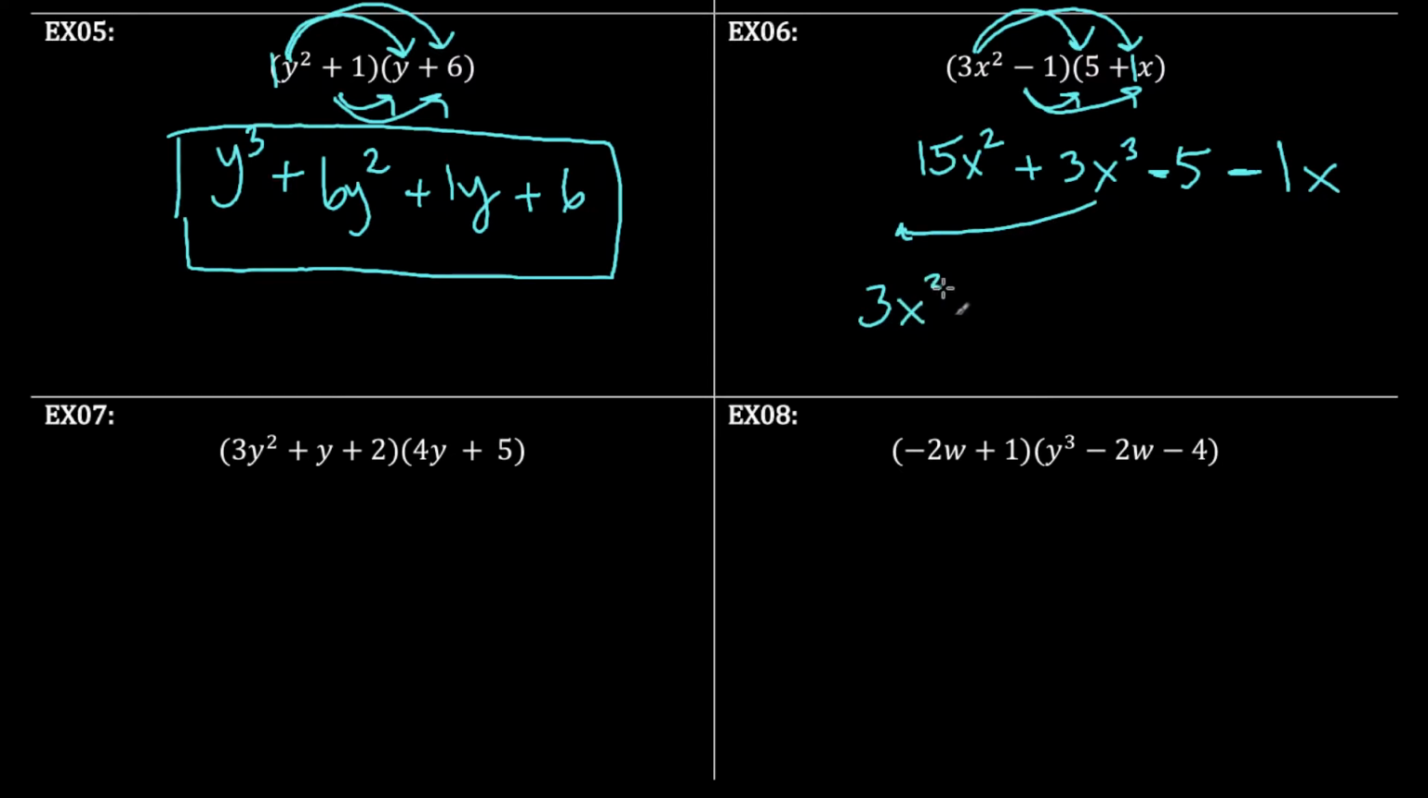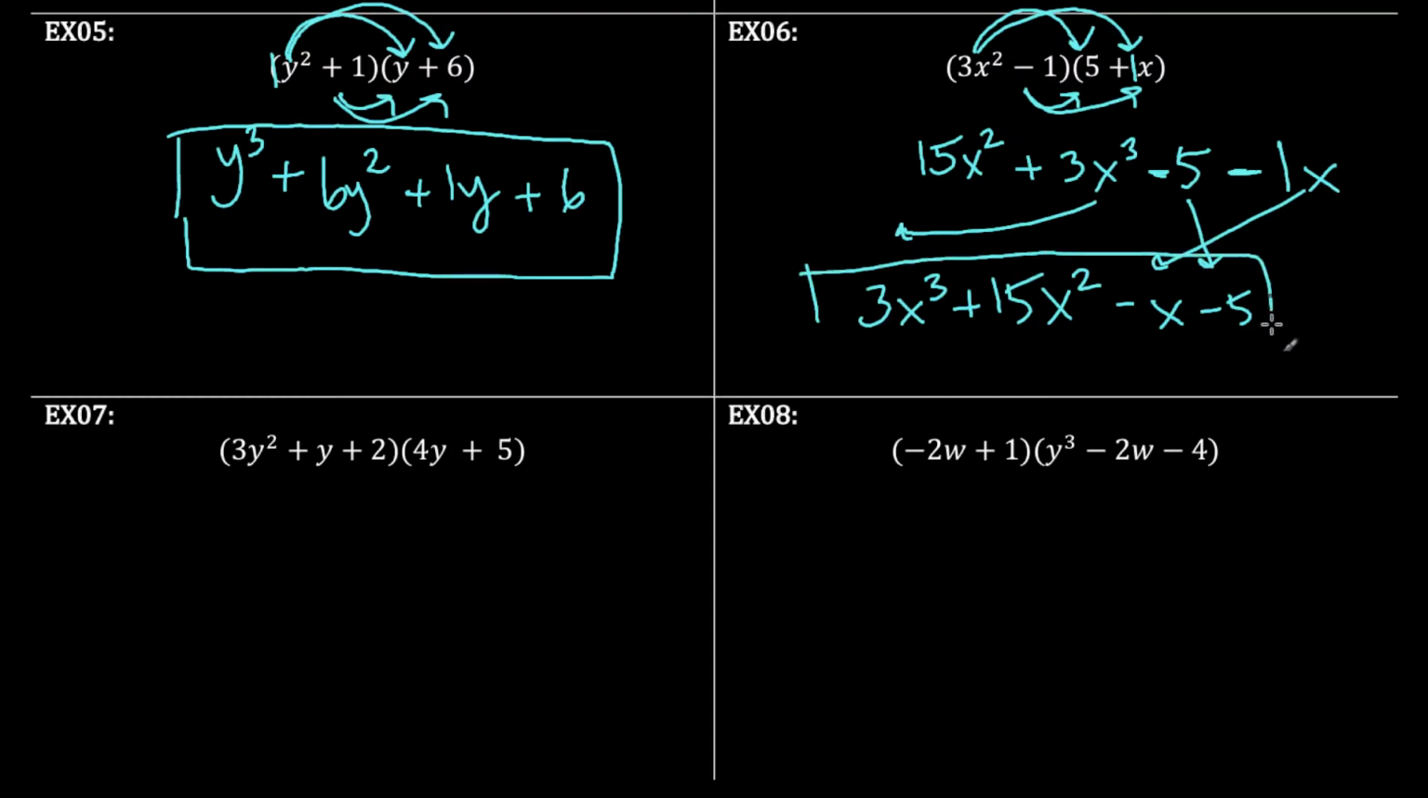3x to the third. And then we have a plus 15x squared. Then we have a minus 1x and minus 5. In this case, I'm not going to put 1x. I'm just going to put minus x, actually. And then minus 5. Okay, we're almost done.